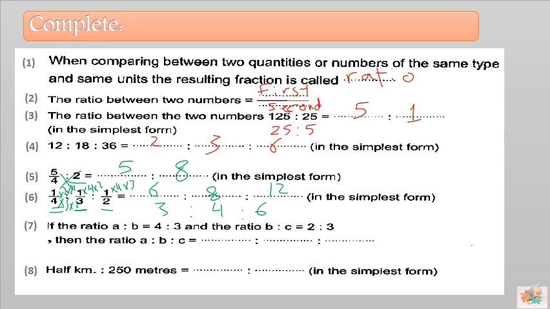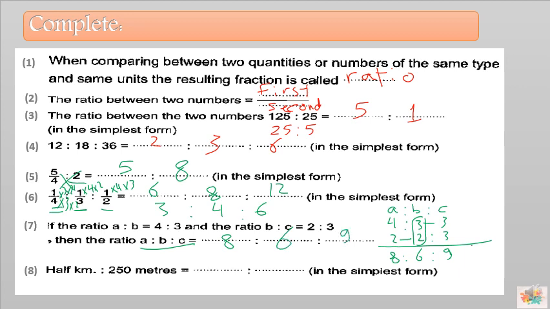Number 7. If the ratio A to B equals 4 to 3 and the ratio B to C equals 2 to 3, then find the ratio A to B to C. So we start with A to B to C: 4 to 3, and under it 2 to 3. Make a rectangle and complete the numbers. Here 3, here 2. So 4 times 2 equals 8, 3 times 2 equals 6, 3 times 3 equals 9. So 8 to 6 to 9, which is in the simplest form.